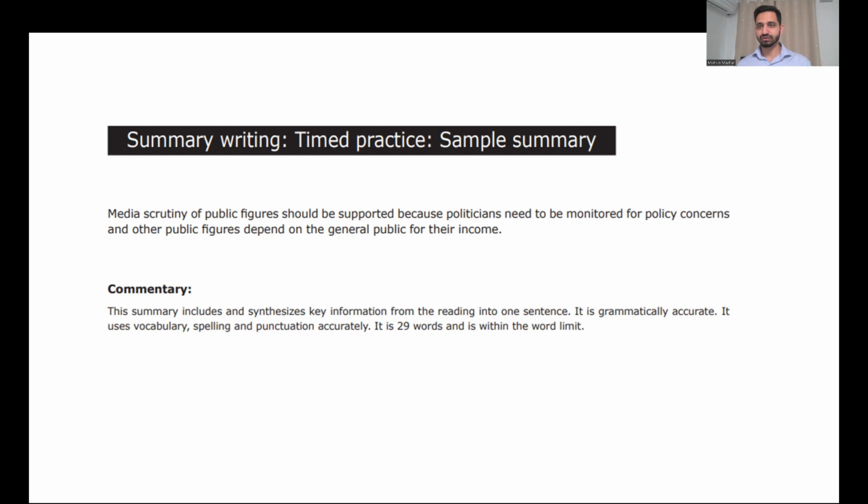I think you're on track to do that. So let's look at the commentary here. The summary includes and synthesizes key information from reading into one sentence. It is grammatically accurate. It uses vocabulary, spelling, and punctuation accurately. It is 25 words and is within the word limit. Okay, so that's just one example, all right?